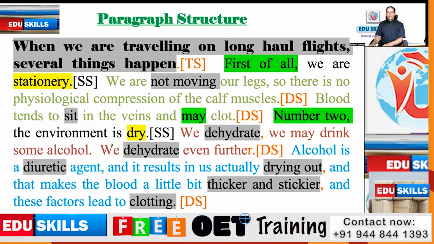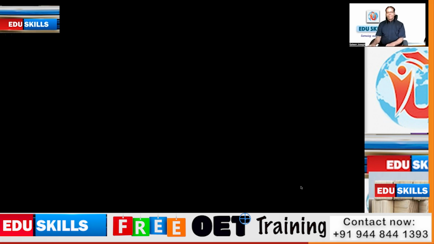Then you have the second supporting sentence. Number 2, the environment is dry, is the second supporting sentence. Again, supporting what? The topic sentence, explaining the topic sentence. Then again, you have two developing sentences illustrating the second supporting sentence. Hope that is clear, right? Yes.